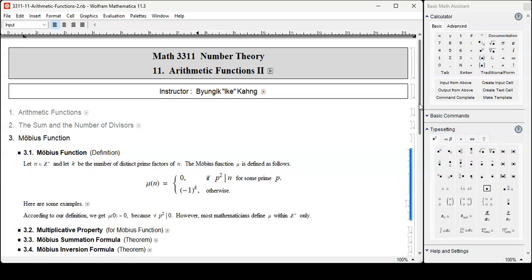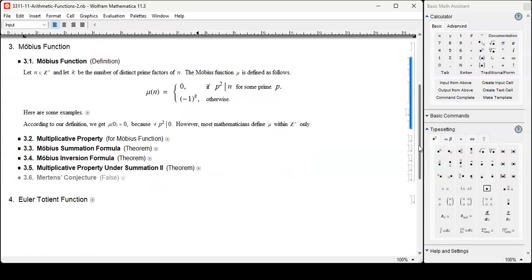Here's a definition of the Moebius function. Given positive integer n, we define the Moebius function value mu of n as 0 if n is divisible by any square of prime. Otherwise, we define it as -1 to the k power, where k is the number of distinct prime factors of n.